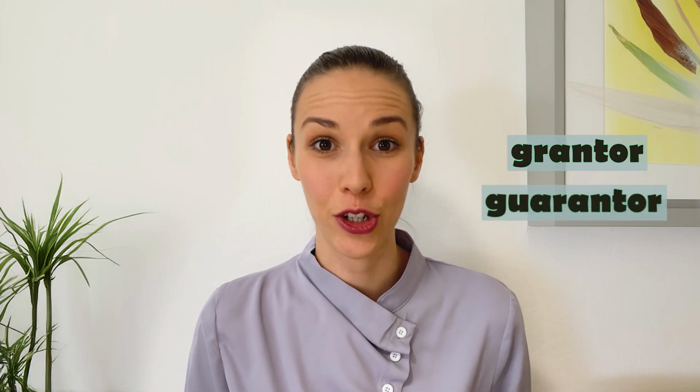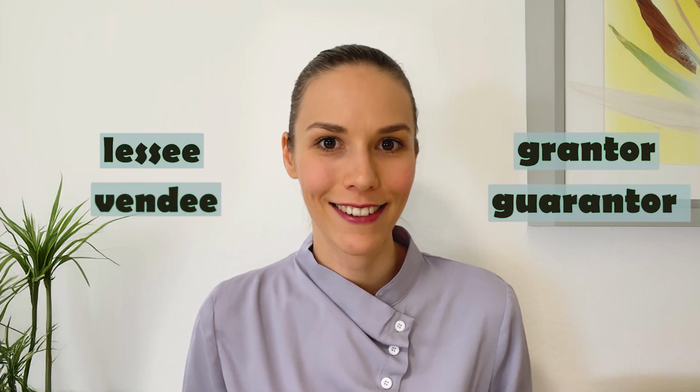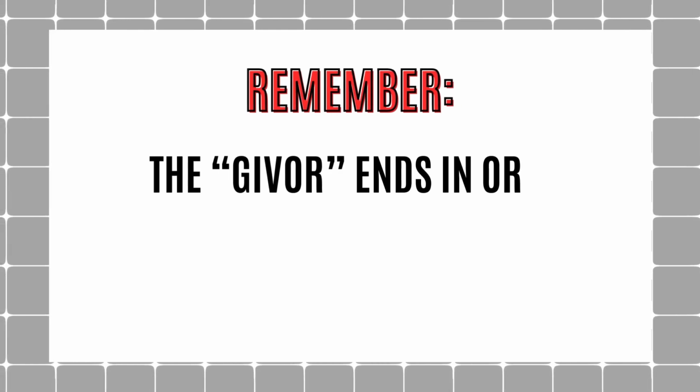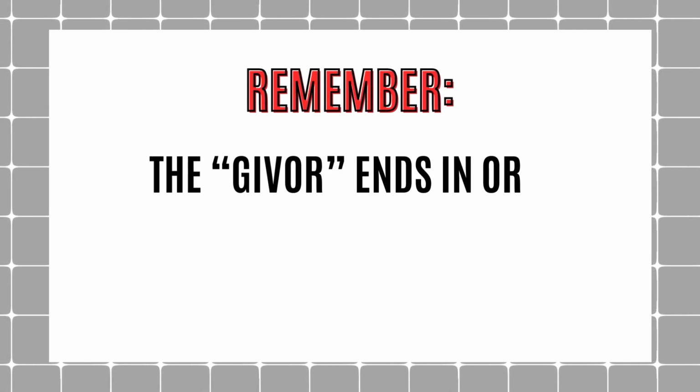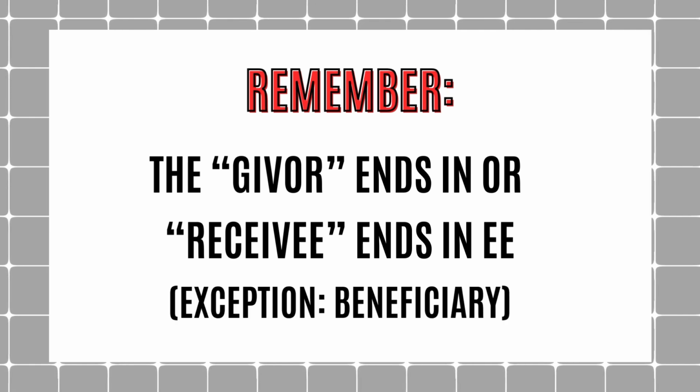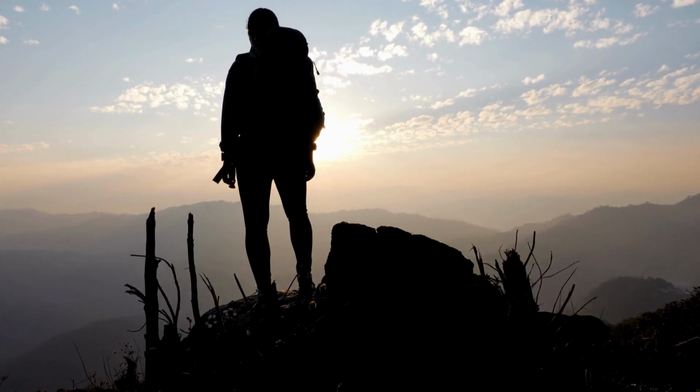Words to remember. From grantor to guarantor, and from lessee to vendee, there are over 30 words in real estate to describe transactional relationships. But you do not need to keep a mental list of 30. As long as you remember that the giver ends in OR and the receiver ends in EE, with the exception of the word beneficiary, you're good to go for the exam.